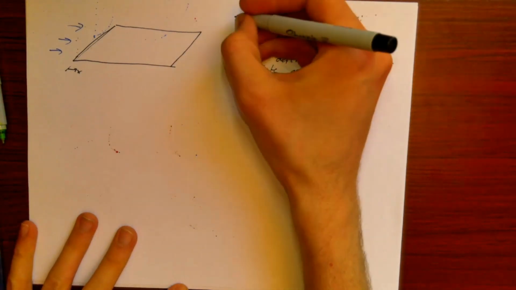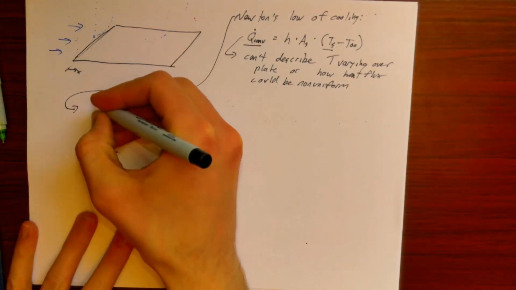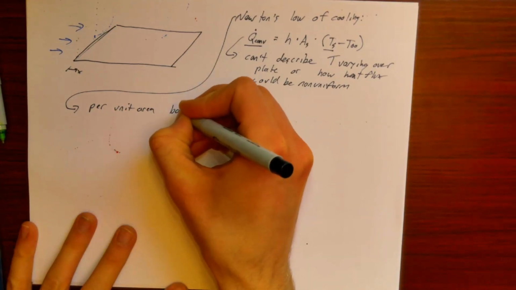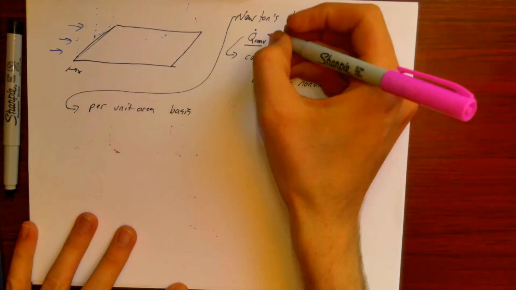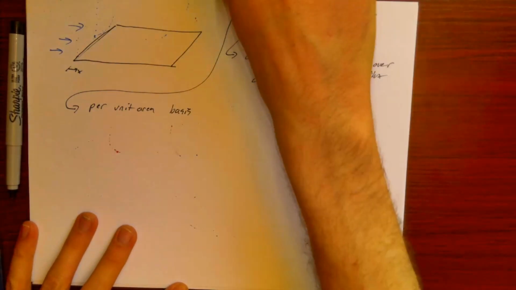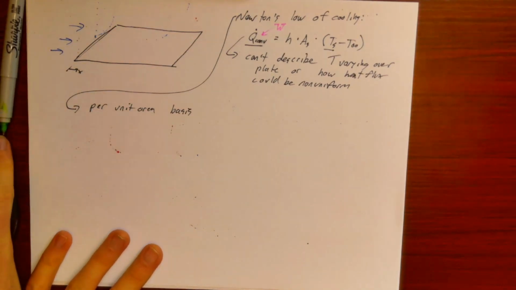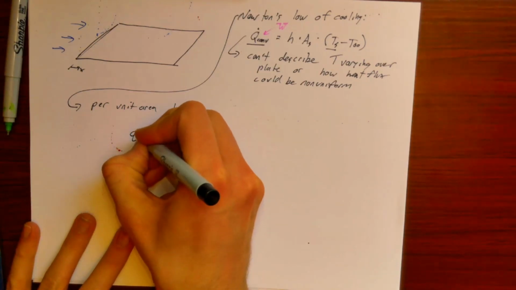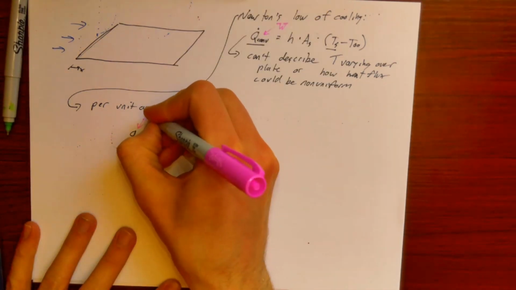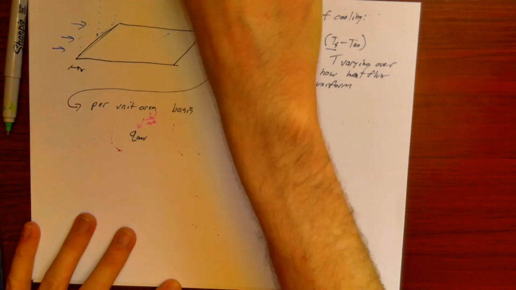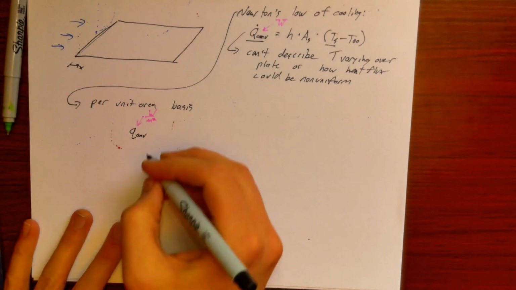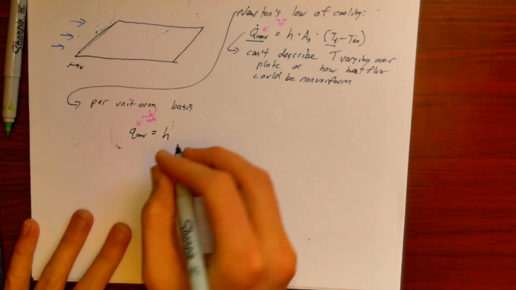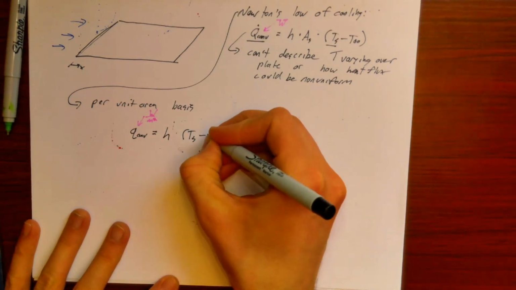So oftentimes what we do is reformulate Newton's law of cooling on a per unit area basis. Rather than using a heat flow, which has units of watts, we instead describe things with a heat flux that has units of watts per square meter. It's essentially just dividing out by As, right? So this heat flux, q double prime convection, we still have an h, and then it's Ts minus T infinity.